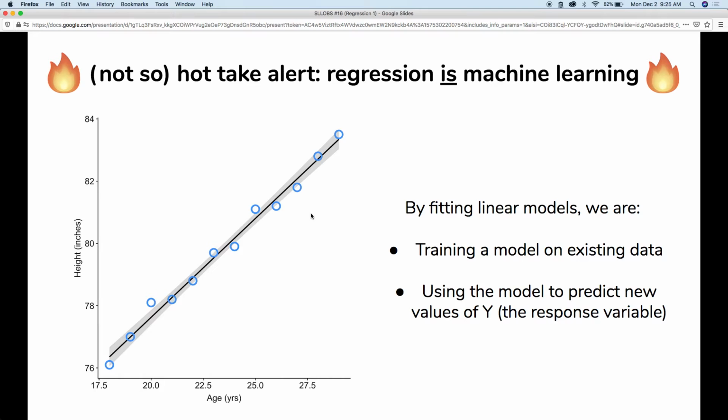One quick, maybe not so hot take, but something that I like to mention is that linear regression, even in its most simple form, I would argue is still machine learning. So when you fit your ordinary least squares model, you're now a machine learning expert, because by fitting a linear model, you have trained a model on existing data, your x and y values, and in the future you can use that model to predict new values of y, your response variable. So everyone in this room is now an expert in machine learning because you fit an ordinary least squares model. Congratulations to everyone, and I stand by this forever, that regression is actually machine learning.